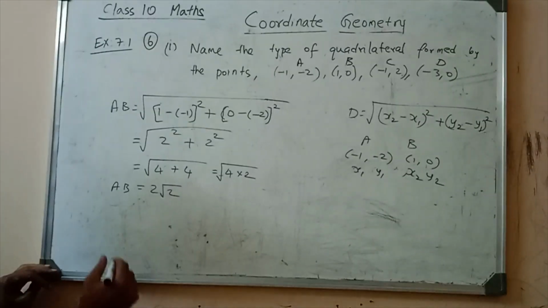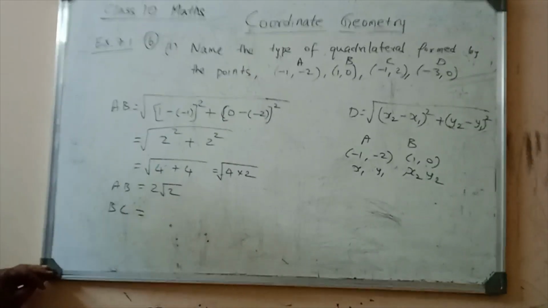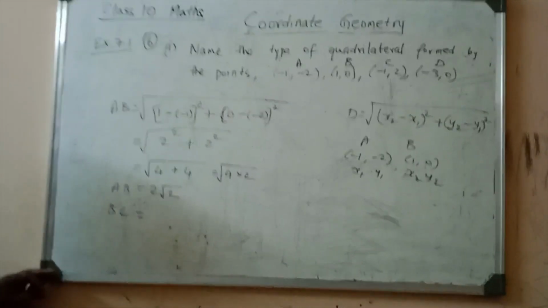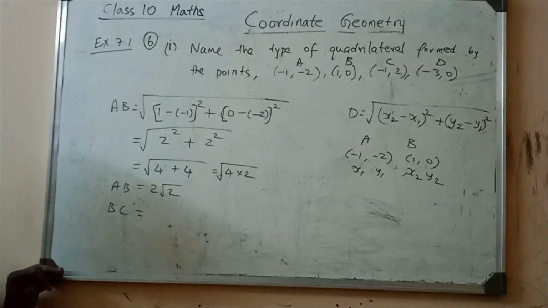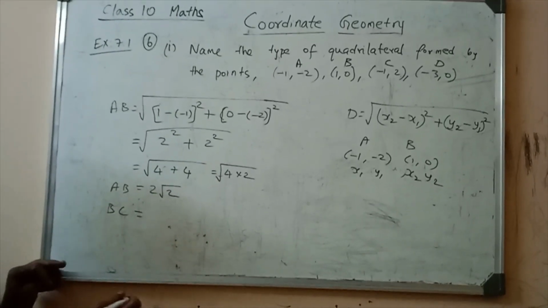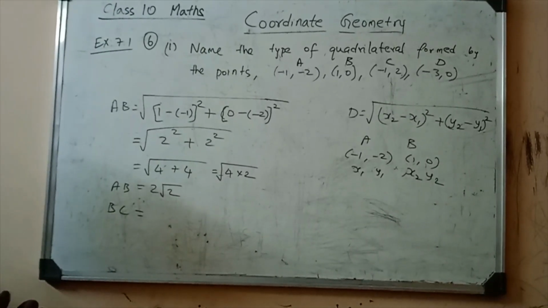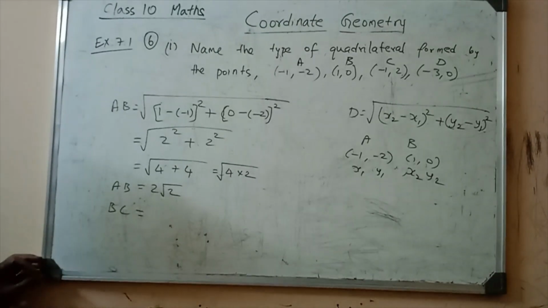Like that we can find BC. All four sides I have to find. If all four sides are equal, then it may be either a square or a rhombus. And then the diagonals also I have to find, AC and BD. If the diagonals are equal, then it is a square. If the diagonals are not equal, it is a rhombus.